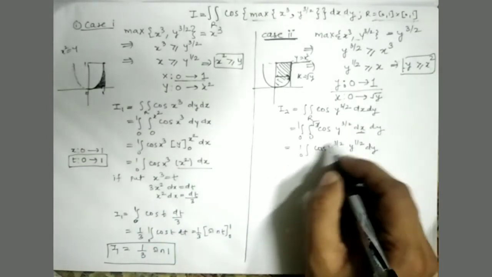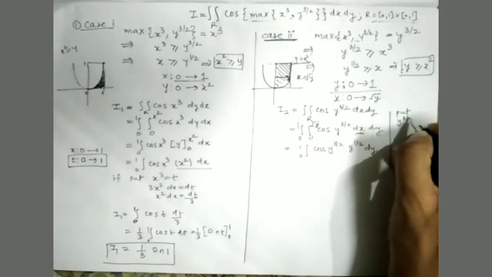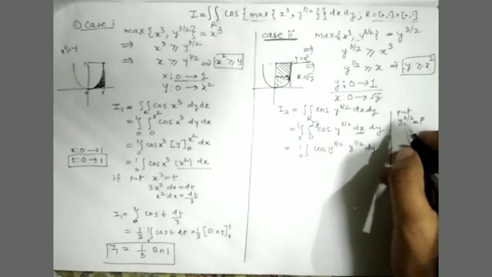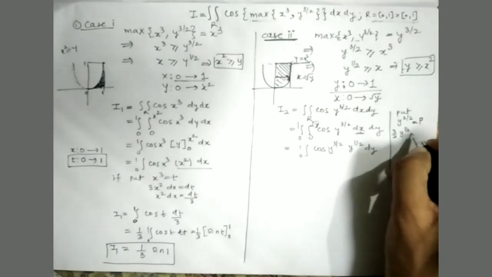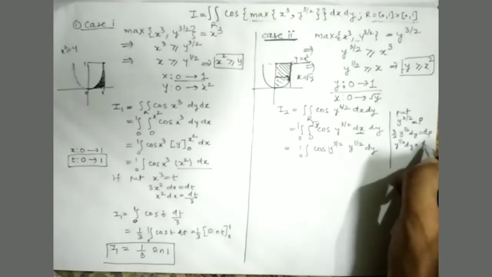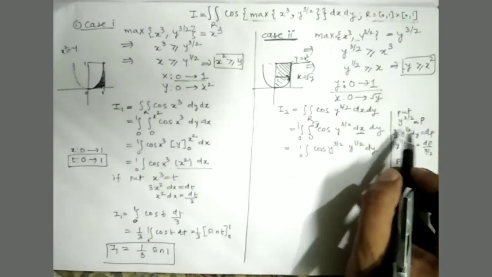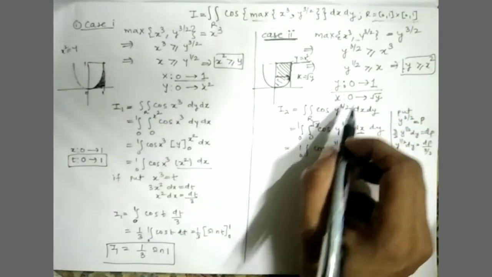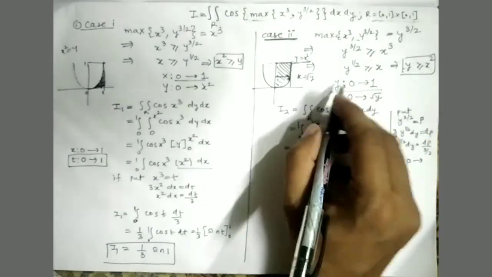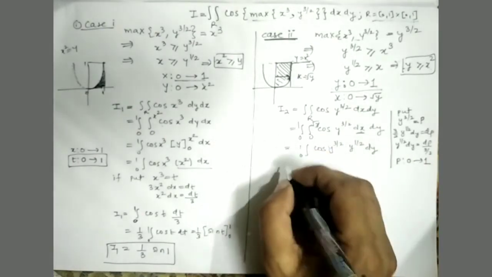Again we have to go by substitution. What substitution do I have to make now? Put y raised to 3 by 2 equals p, another parameter. If I differentiate on either side, I get 3 by 2 y raised to 1 by 2 dy equals dp. So y raised to 1 by 2 dy will be dp by 3 by 2. What will be my limits for p? The range for y was 0 to 1. If I substitute y equals 0, I get 0. If I substitute y equals 1, again I get p equals 1. So my limits for p are 0 to 1.